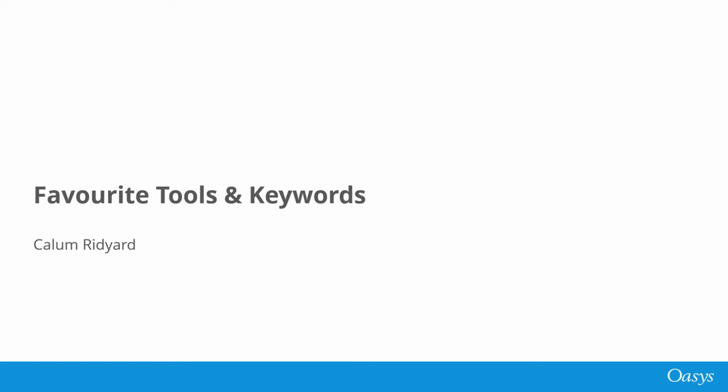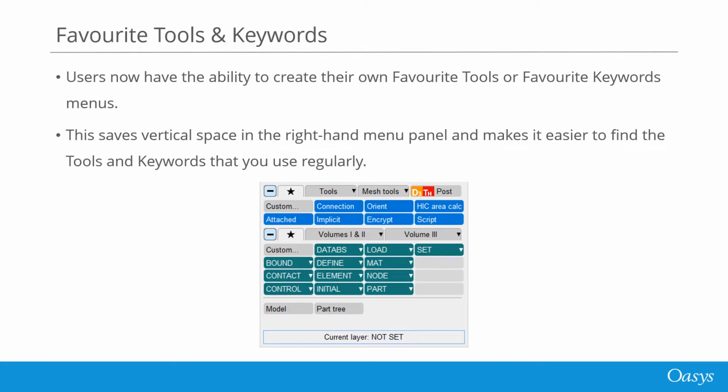Hello, my name is Callum, and I'm going to talk you through the new Favorite Tools and Keywords feature in Oasys 19. As the functionality of the Oasys suite has grown over time, the number of available tools and keywords in Oasys Primer has grown considerably. To make it easier to find the features that you use regularly, from version 19 of Oasys Primer, you can select a subset of tools or keywords to fill your own favorites menu.